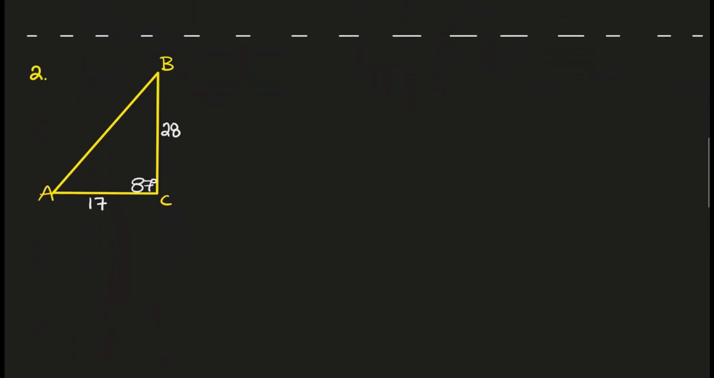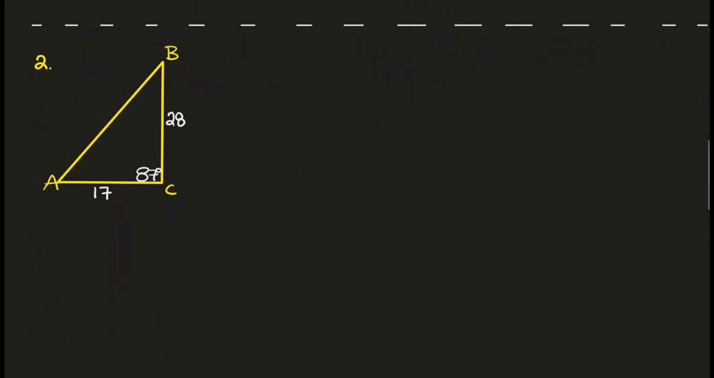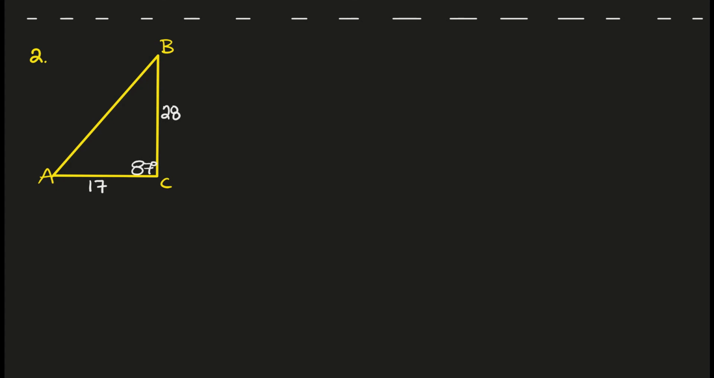So let's try another example. Let's come down here and look at number 2. So on number 2, we're given this leg length of 17, this angle measure that is in between these two legs, and this third leg measure of 28. So we're given a side length of 17, an angle measure of 87, and this third side length of 28. So here we have an angle in between two sides. So we have side, angle, side.